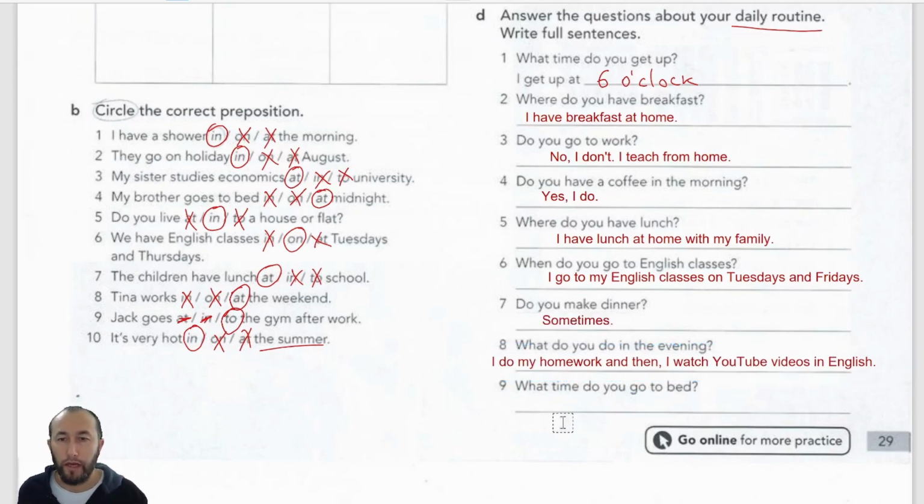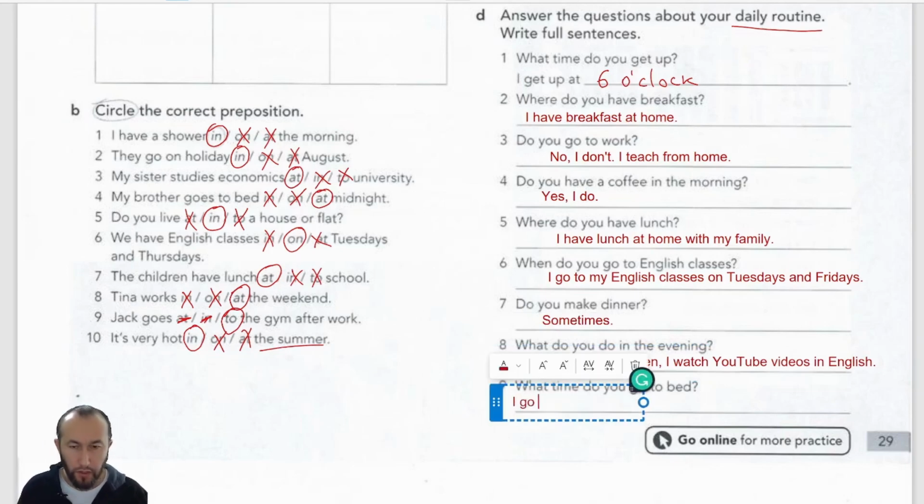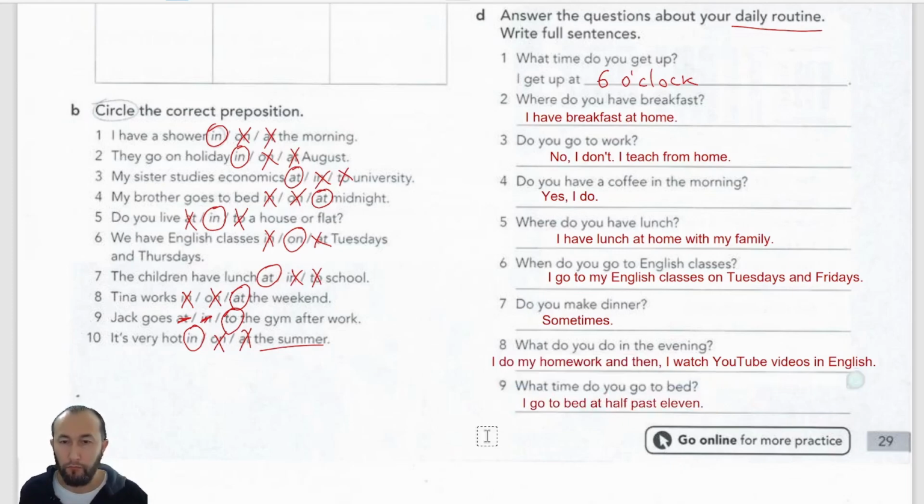Great. What time do you go to bed? I go to bed at 11:30. So I go to bed at 11:30 and that's it. So that's it. Now we're gonna stop here, 29.